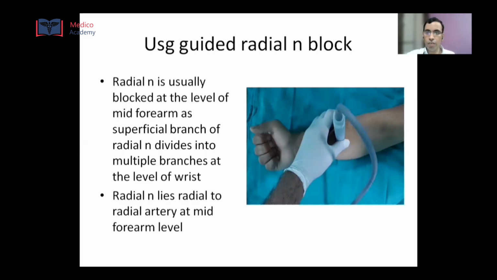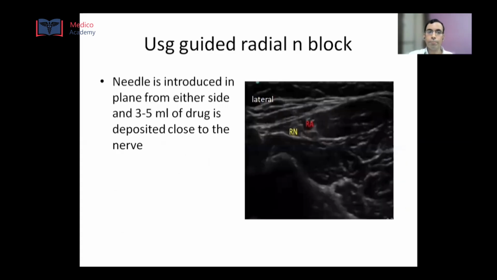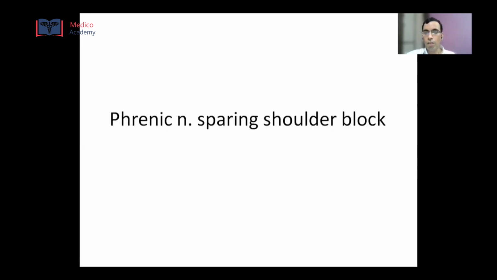Using ultrasound for giving a radial nerve block at the level of the wrist, the radial nerve is usually blocked at the mid-forearm level, as the superficial branch of the radial nerve divides into multiple branches at the level of the wrist. The radial nerve lies radial to the radial artery, that is, lateral to the radial artery at the mid-forearm level. This we should always remember. So a needle is introduced in plane from either side and 3 to 5 ml of drug is deposited close to the nerve.